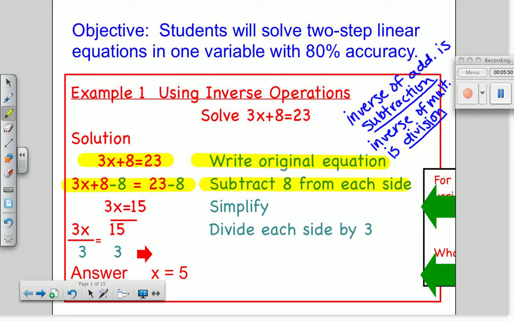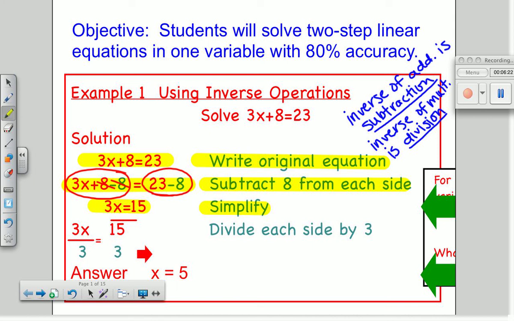When I subtract 8 from this side, I combine like terms. 3x plus 8 minus 8, the 8 and the 8 become 0. So I have 3x by itself now. When I subtract 23 minus 8 from this side, combining like terms, 23 minus 8 is 15. So I have the new equation of 3x equals 15, simplified. Okay.